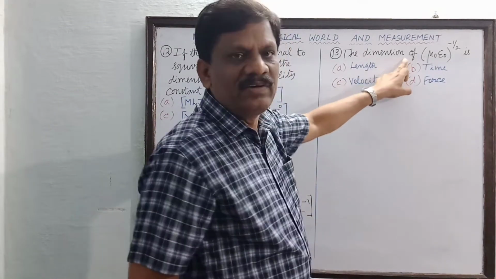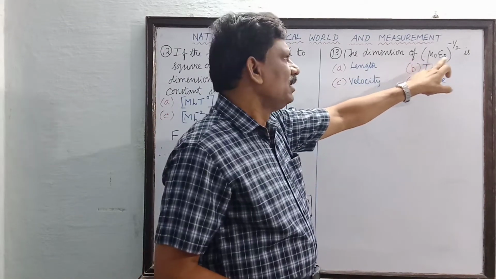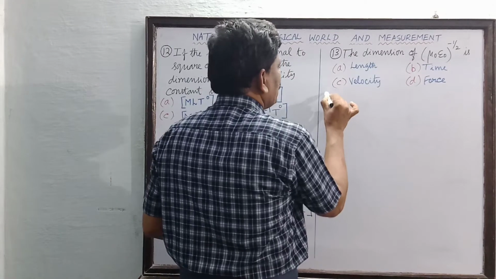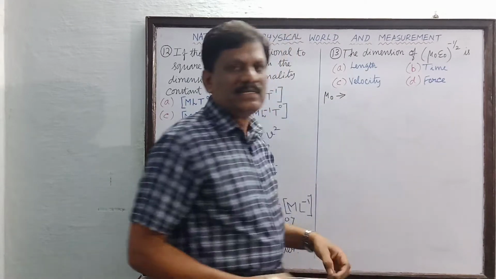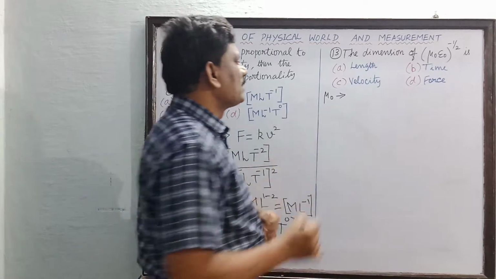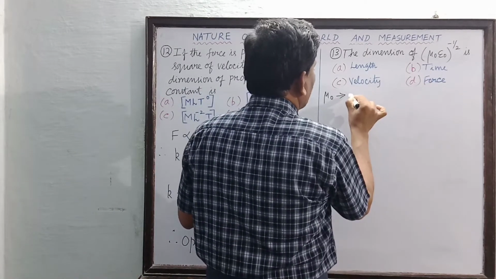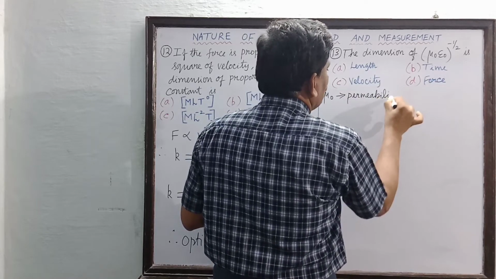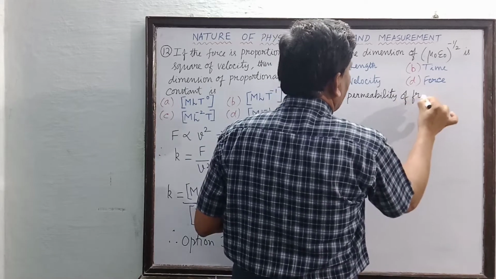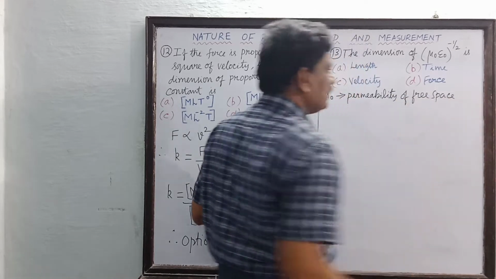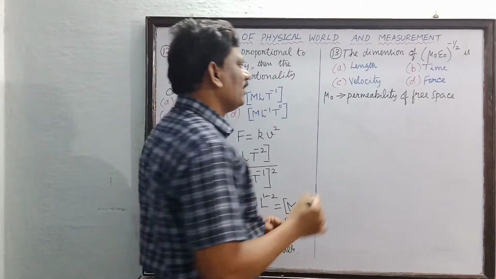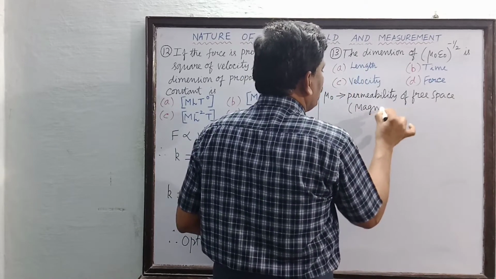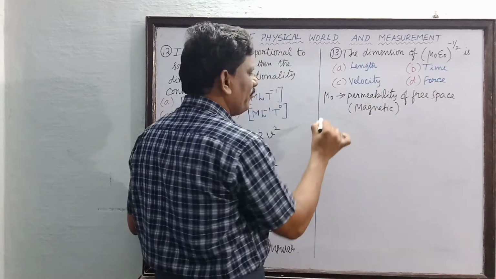The dimension of (mu naught into epsilon naught) whole power minus half. See here, students, this is mu naught. It is called absolute permeability, the permeability of free space. So this is a magnetic constant. So it is the magnetic permeability of free space.